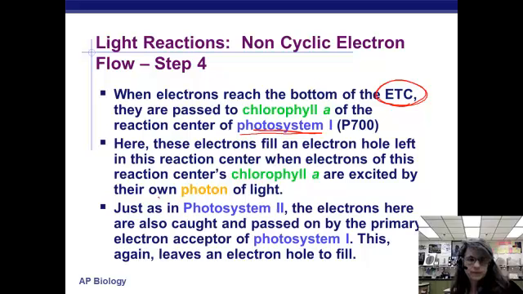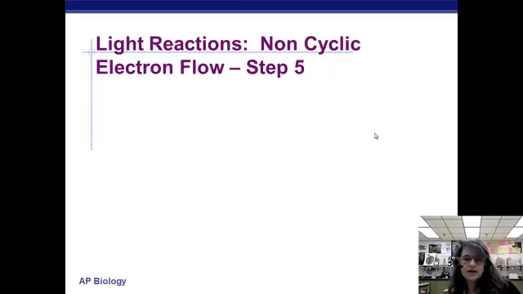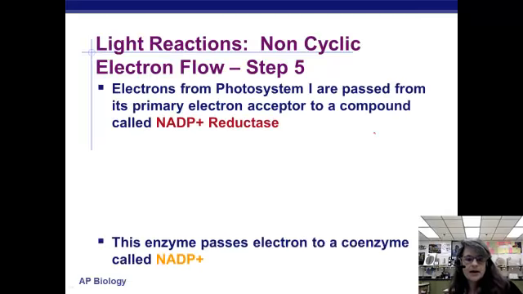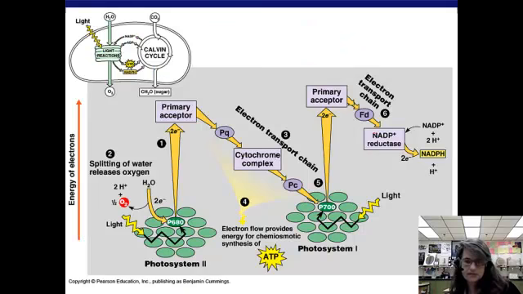So, all right. The electrons that come from photosystem 1 are also going to be sent on their way, okay? And they are going to be passed to a compound called NADP plus reductase. Let me get to my slide. Here it is. NADP plus reductase. So the electrons here are going to get passed to NADP plus reductase, where a molecule, it's a coenzyme, it's an electron carrier, is going to come pick up these electrons.